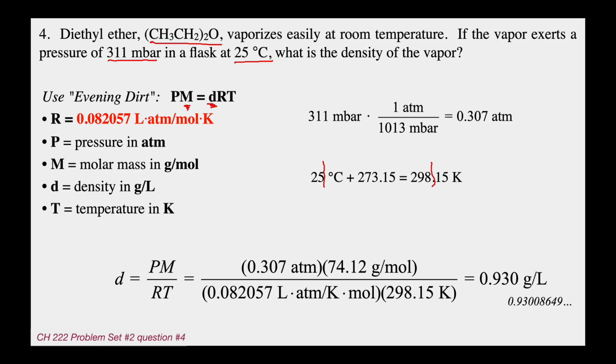Basically everything in this problem, it more or less is 3 sig figs. Well, that's not really right. The molar mass was here 4 and R was 5, but pressure and temperature, like we talked about earlier, are 3. So 0.930 grams per liter would be the best answer here.